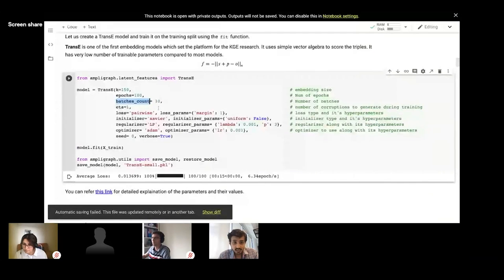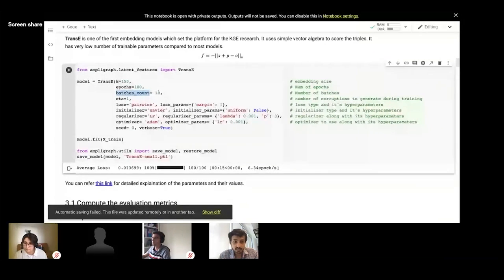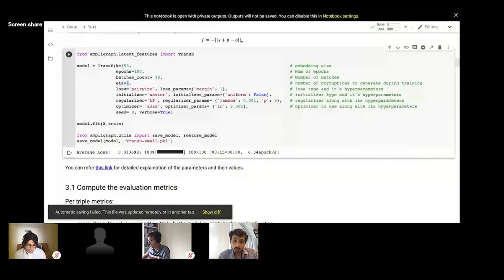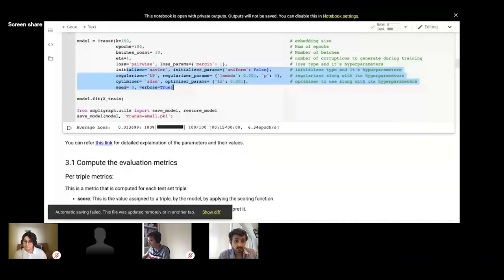So what it says is our entire data set would be divided into 10 batches. And then these are the corruptions that are generated during training. As Luca mentioned about synthetic negatives, that's what this does. So for every training example, we generate exactly one corruption during training. And then we have the pairwise loss that Luca mentioned, along with its hyperparameters, with its margin. And you have other initializers, regularizers, optimizers, and so on. So we trained the model and we just saved it.